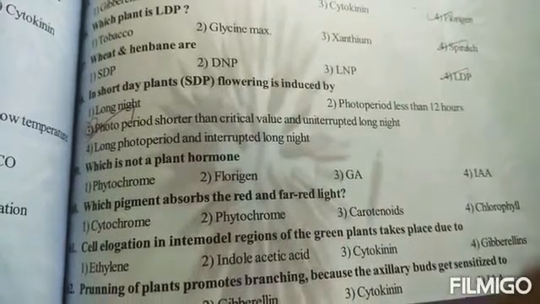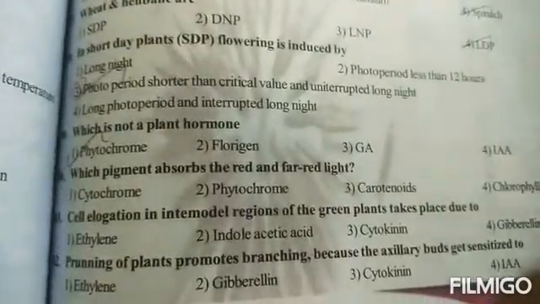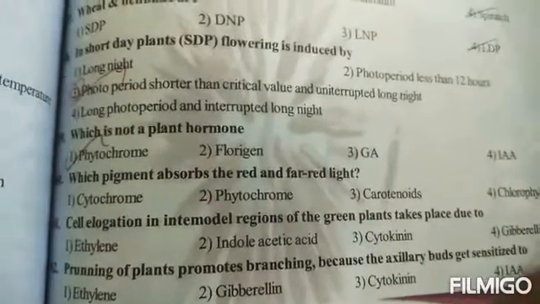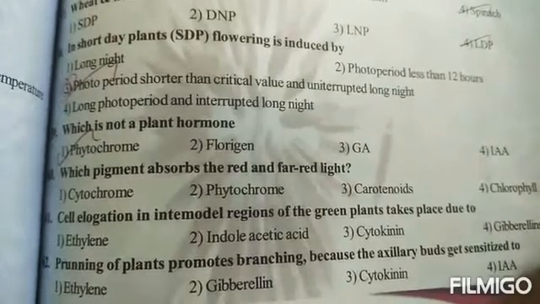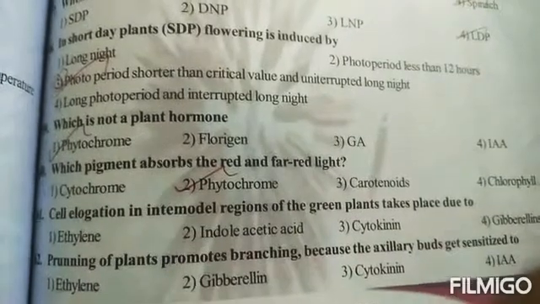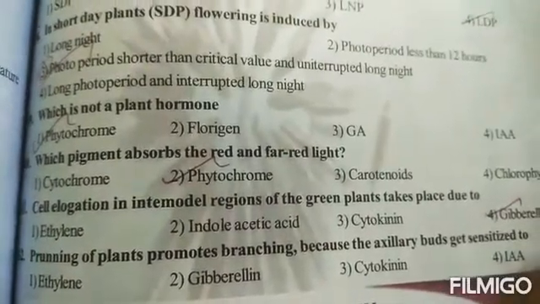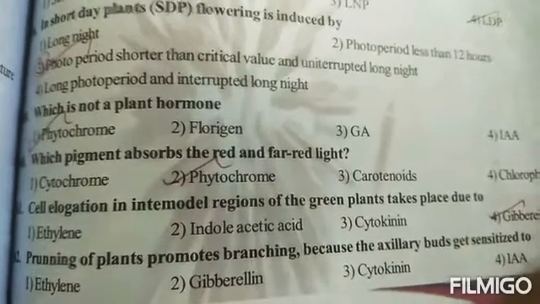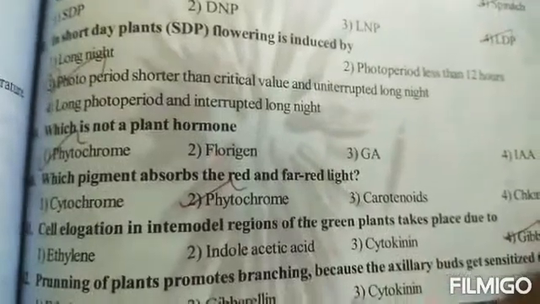Which is not a plant hormone? Phytochrome, florigen. Which pigment absorbs the red light and far red light? Cytochrome, phytochrome, carotenoids, chlorophyll, and the answer is phytochrome. Cell elongation in internodal regions of the green plants is due to gibberellins. Last question. Pruning of plants promotes branching because the axillary buds get sensitized to cytokinin.